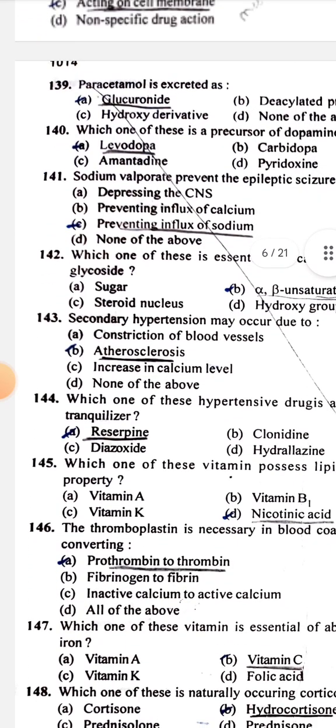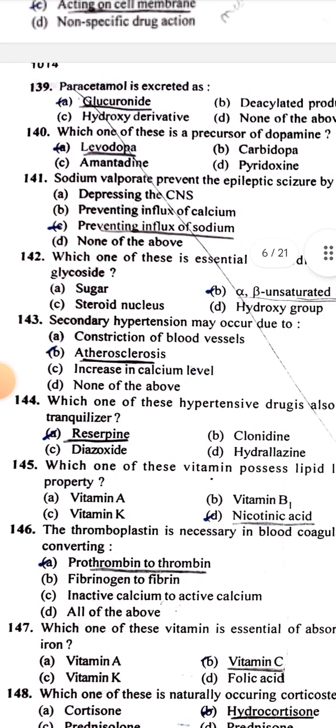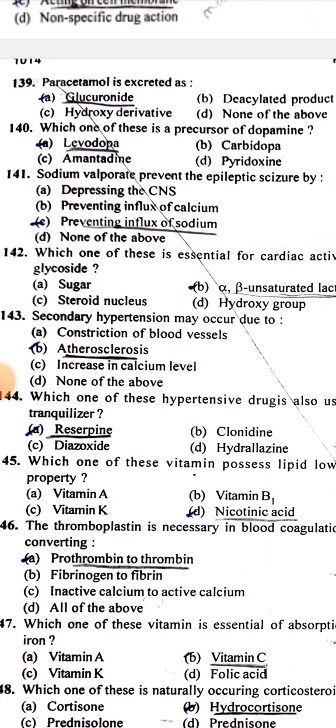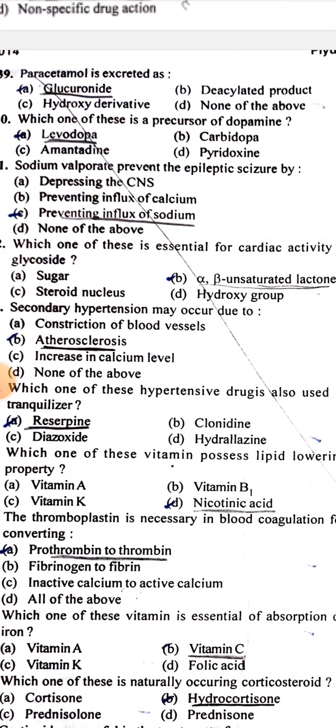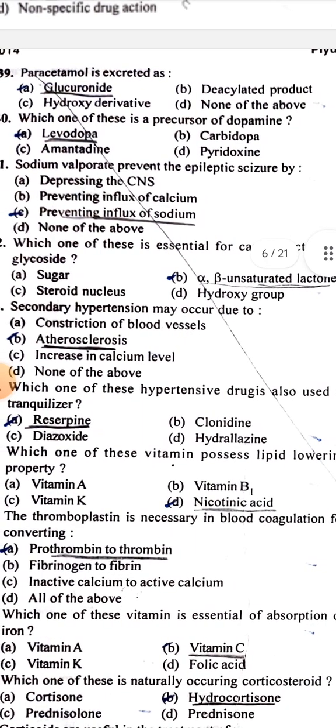Paracetamol is excreted as glucuronide. Which one of these is a precursor of dopamine? That is levodopa. Sodium valproate prevents the epileptic seizures by preventing influx of sodium. Which one of these is essential for cardiac activity of glycosides? Alpha beta unsaturated lactone.